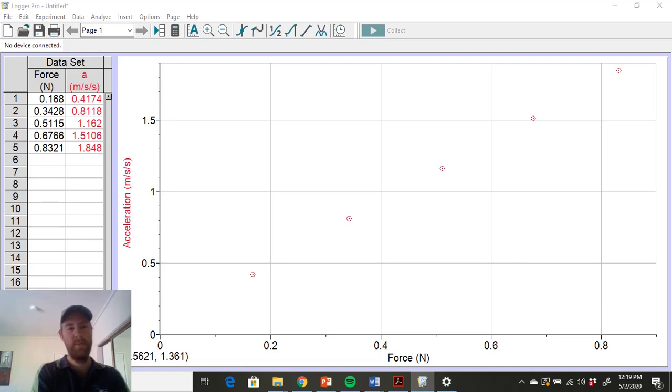Here's my results from this experiment with the cart being pulled across the table. So changing the force and seeing what happened to the acceleration, it looks very linear. So hopefully your graph looked the same. Because it's linear, I'm going to put a linear fit on, a line of best fit. I don't need to do a test plot or anything.